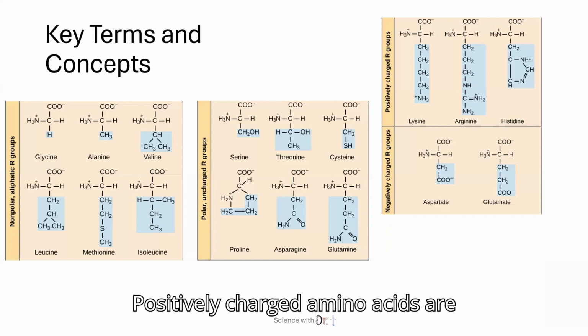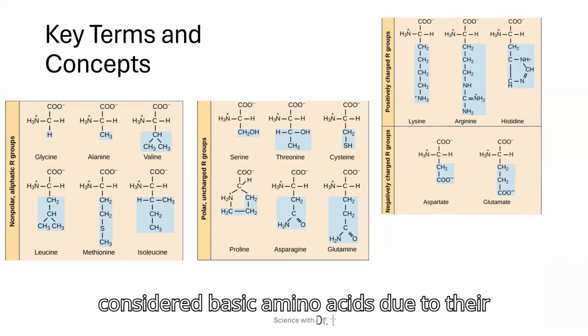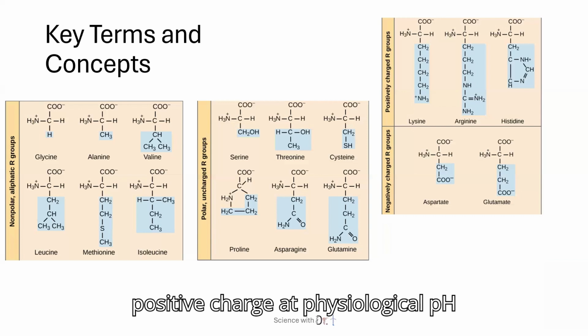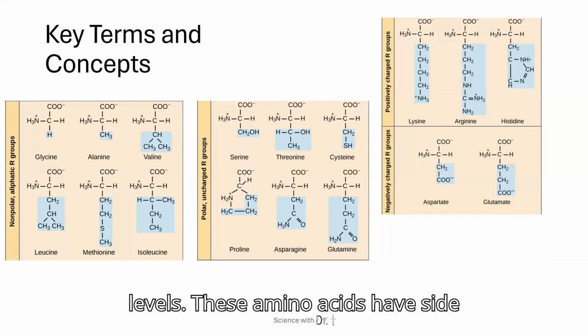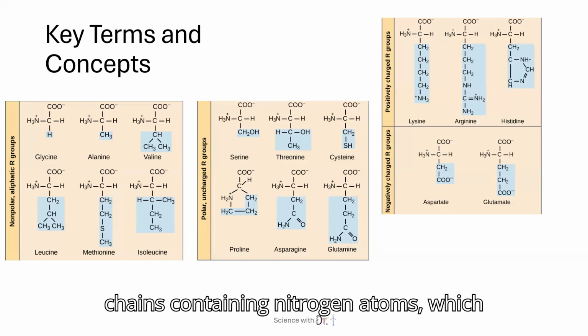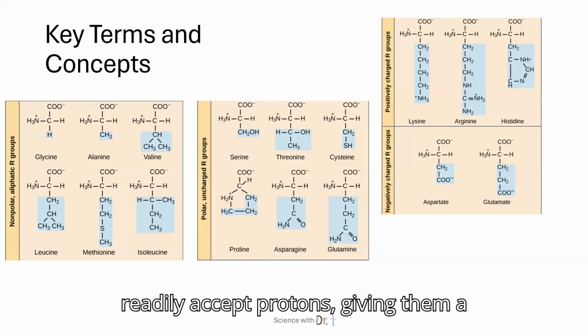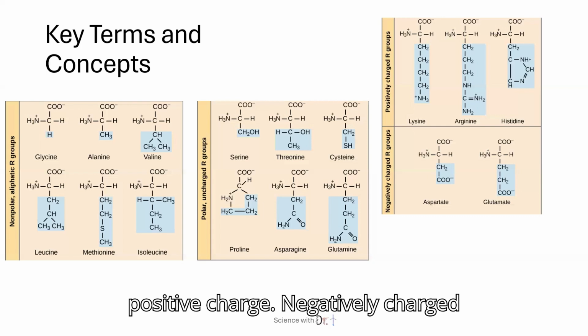Positively charged amino acids are considered basic amino acids due to their positive charge at physiological pH levels. These amino acids have side chains containing nitrogen atoms, which readily accept protons, giving them a positive charge.